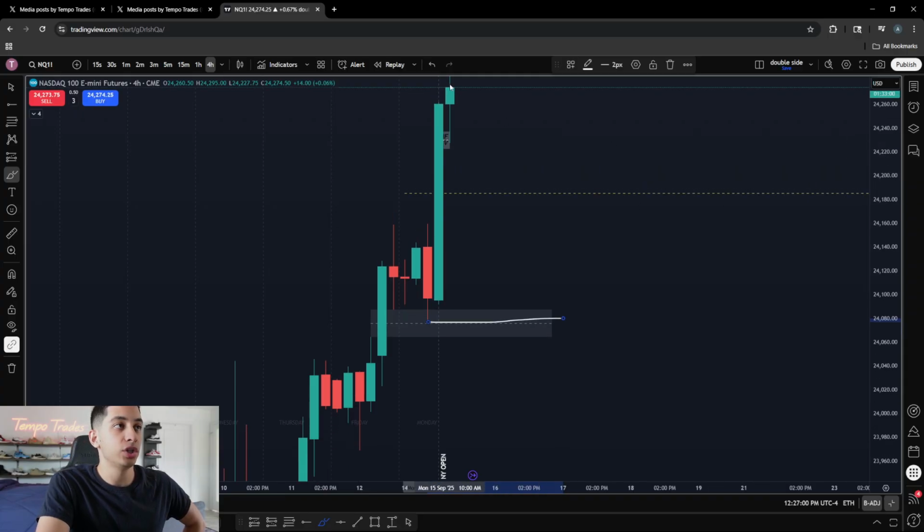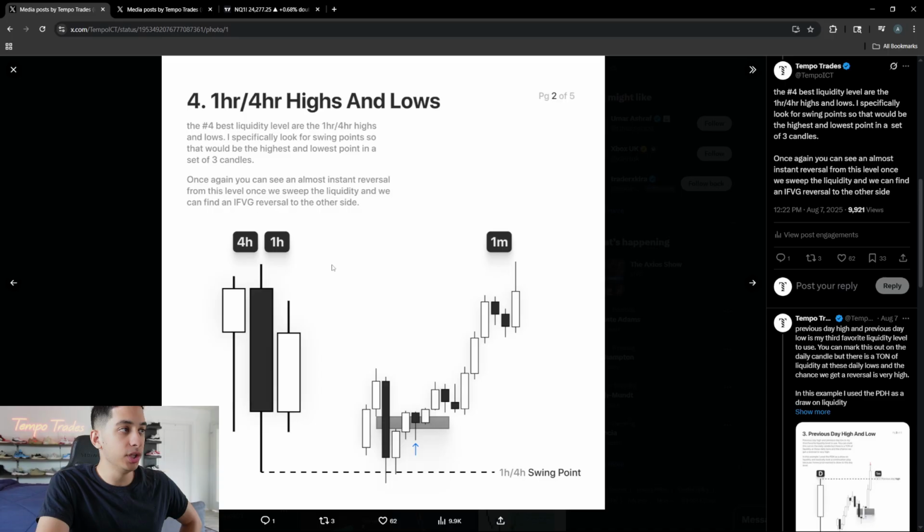So you'd essentially just wait for price to come down, sweep that 4 hour low, and then you're looking for a reversal out of the gap. But yeah, really good level. You see it pretty much every day, and I mark these out on the higher time frame. So that is coming in at number 4.